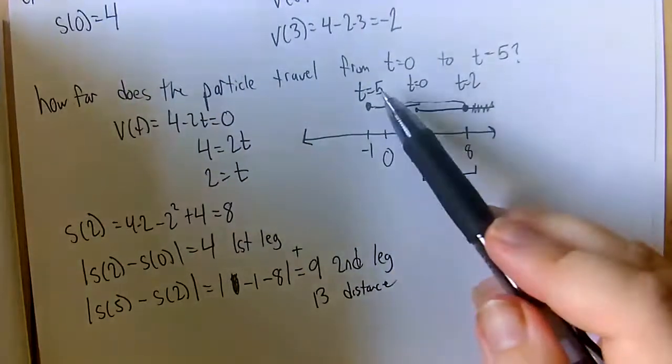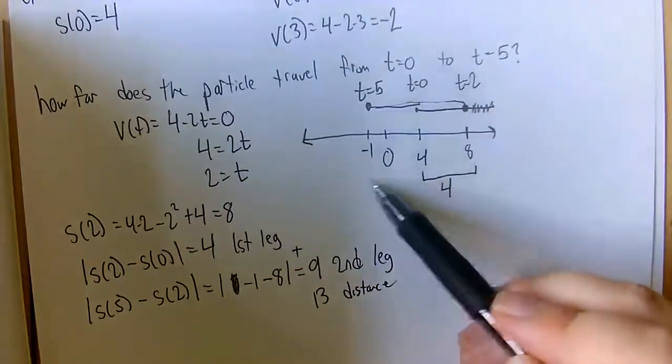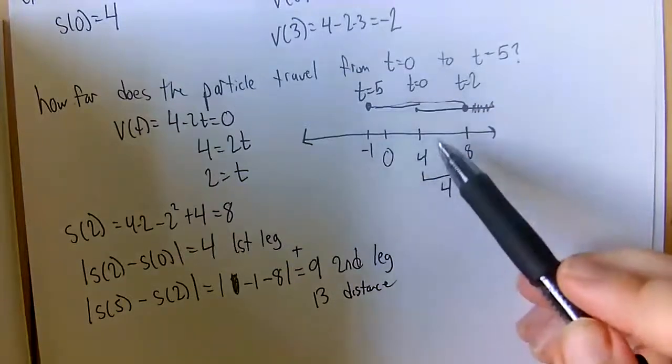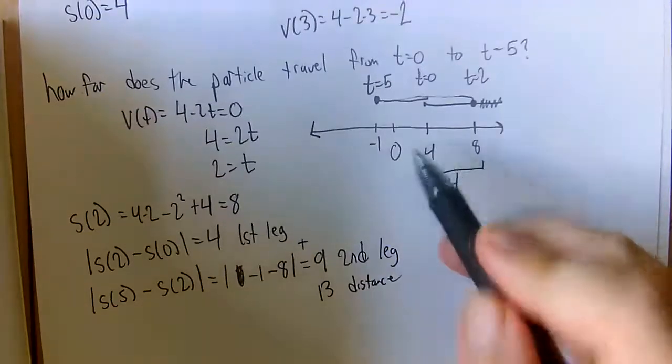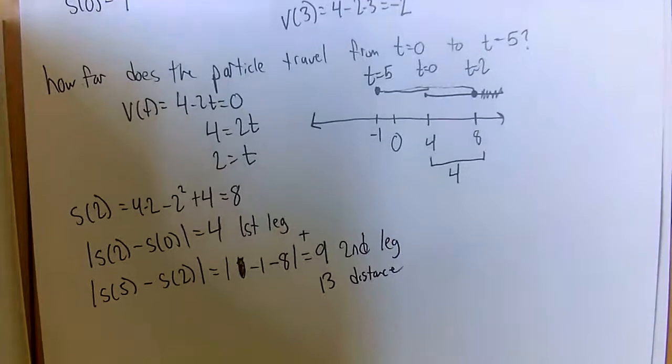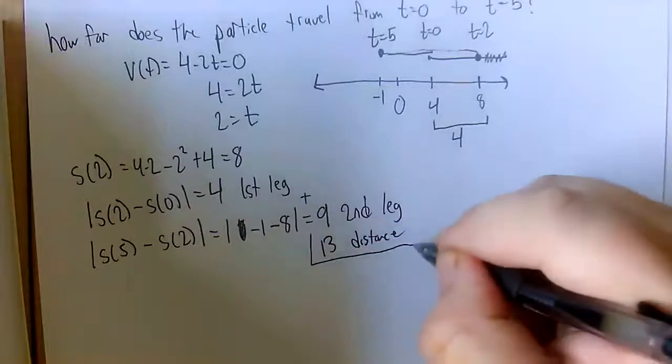Whereas if we just did s of 5 minus s of 0, we would get just a distance of 5, but that's not quite what happened here. Now, there's another term in physics called displacement, which is simply your initial position minus your final position. If you want to figure out displacement rather than distance, then that would just be 5. But we want to know distance here. How far do we actually travel? Our distance is going to be 13.